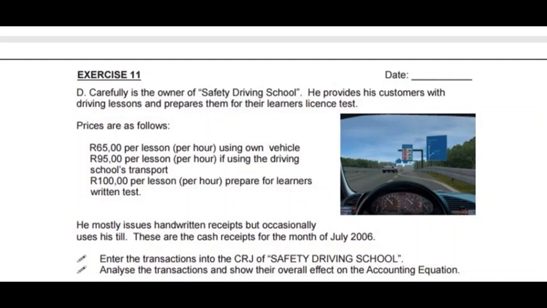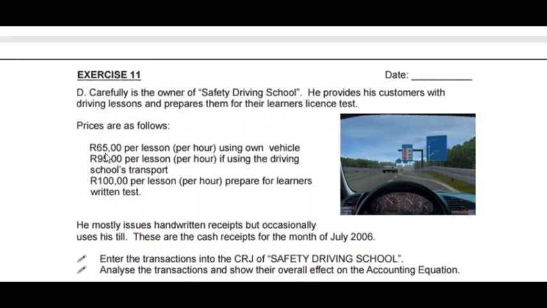In this video, I'm going to go through the memo of exercise 11 on page 48 in your textbook. It says that D Carefully is the owner of Safety Driving School. He provides his customers with driving lessons and prepares them for their learner's license test. Then there are 3 product options that customers can take.